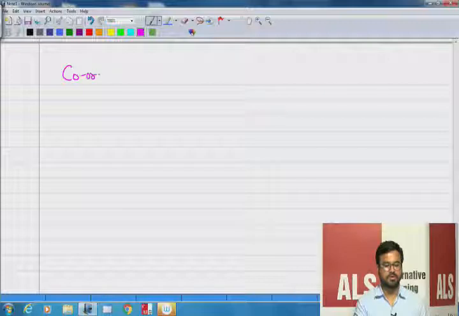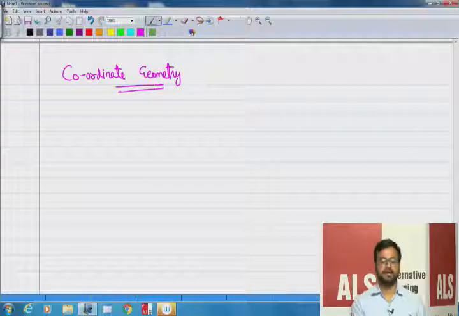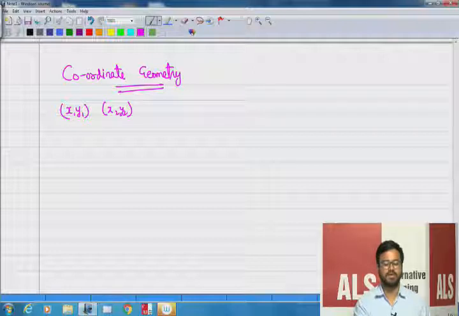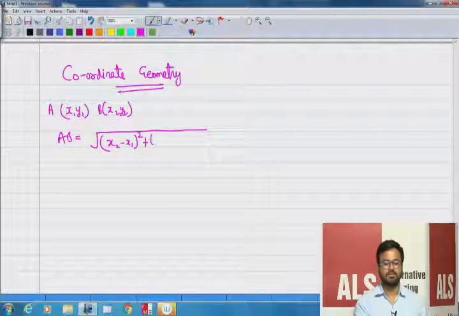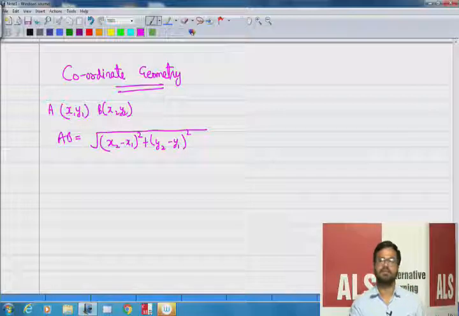Now, some questions on the coordinate geometry. In the 10th class, let me remind you what you have studied in that one, the formulas. The coordinate geometry, like if there are 2 points x1, y1 and x2, y2, there are 2 points A and B given, and if you have to find the distance between A and B, so distance formula was given by x2 minus x1 whole square plus y2 minus y1 whole square, under a square root. This is the distance formula.